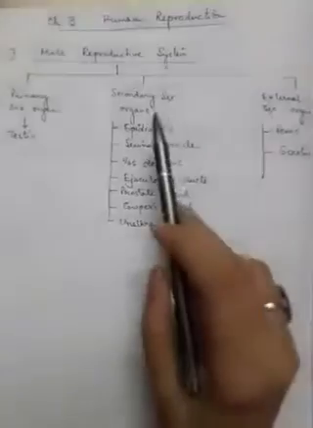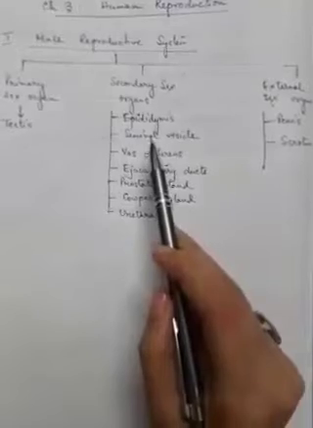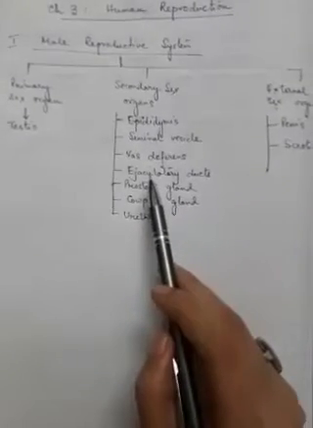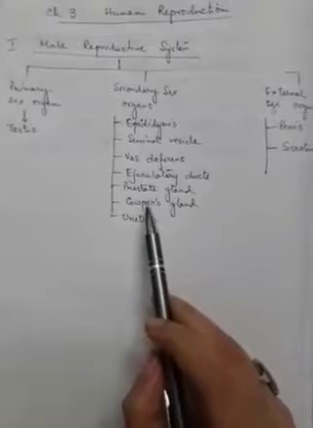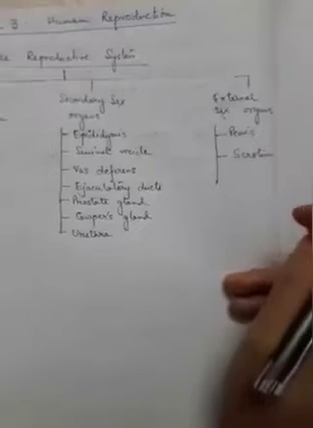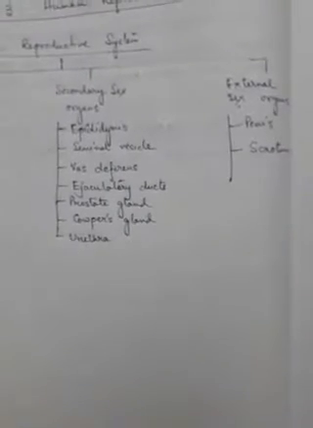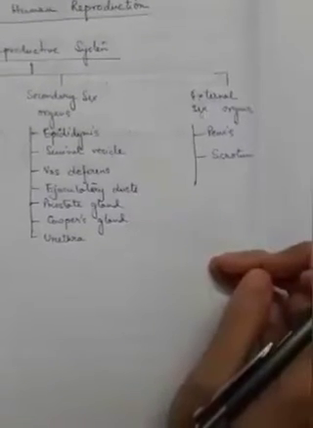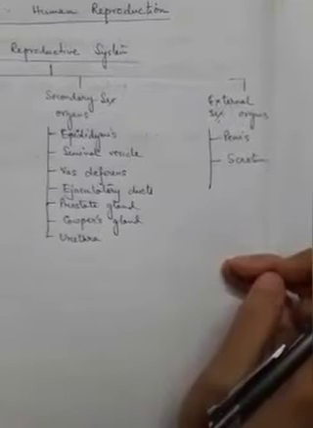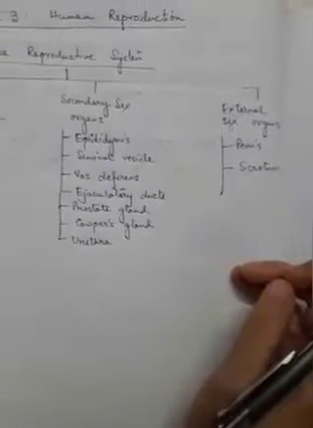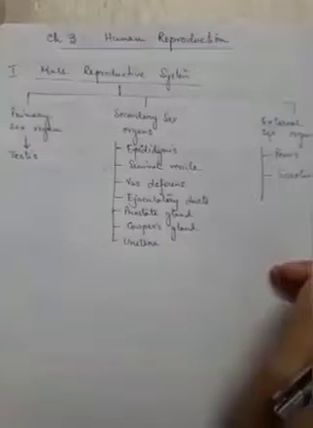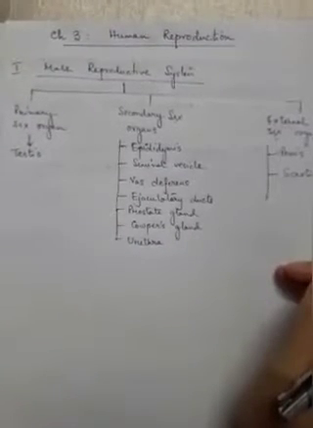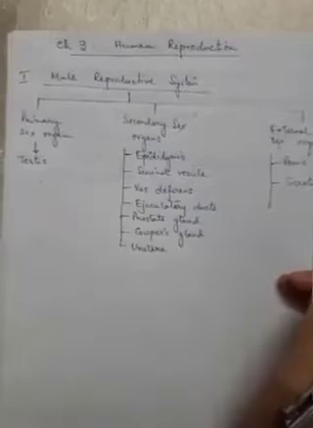Next comes the secondary sex organs. There are various parts under it, like epididymis, seminal vesicle, vas deferens, ejaculatory ducts, prostate gland, Cowper's gland, urethra, etc. And next come the external sex organs, meaning the organs which are located outside the body that take part in the process of reproduction, like penis and scrotum. So we will learn about all these parts in detail and also learn about their functions.